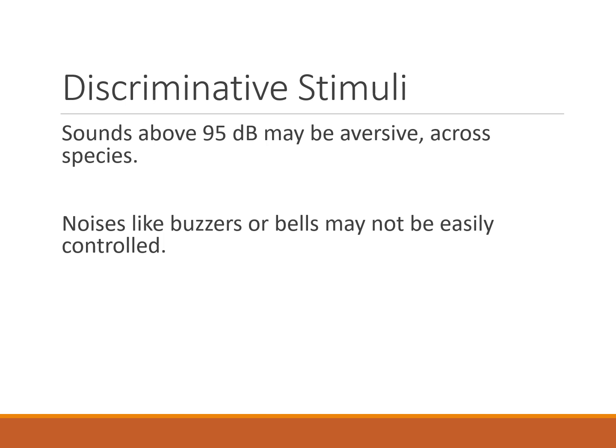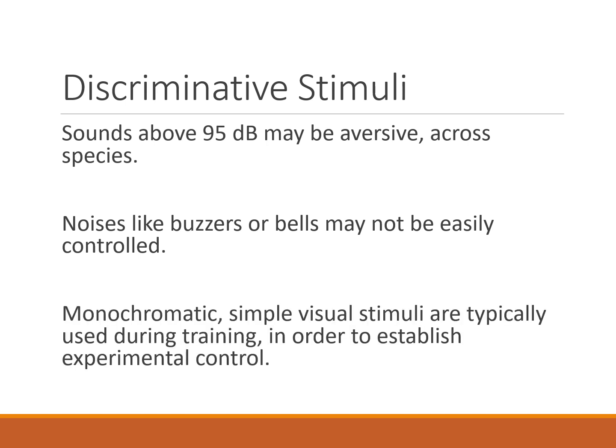Some noises, like buzzers or bells that are manually sounded, can't be easily controlled. They may ring for longer or shorter times, or at different magnitudes depending on how loudly they're hit. As such, at least for species that have good visual acuity, single color, simple visual stimuli are often used during basic stimulus discrimination research. This does help to eliminate many extraneous variables. You'll see in the assigned reading, though, that this is certainly not always the case.